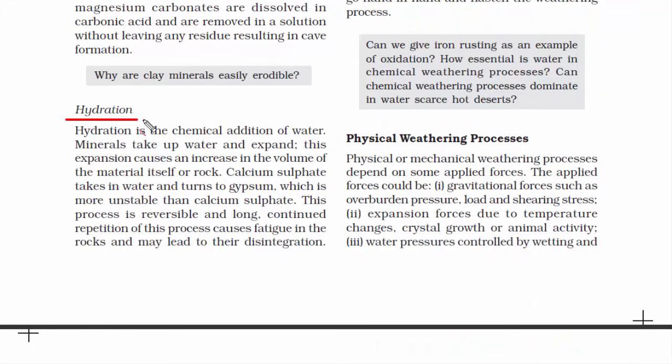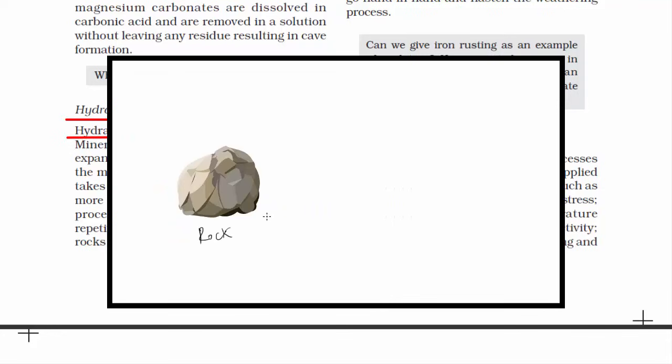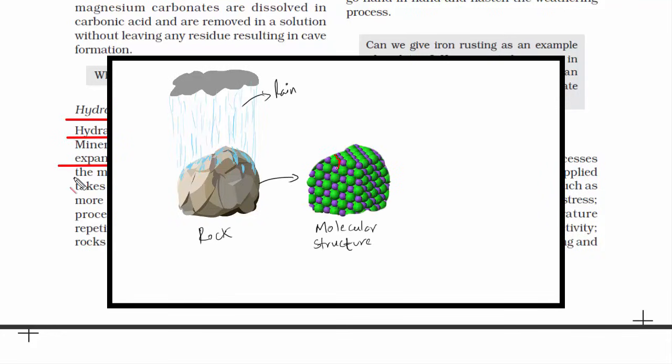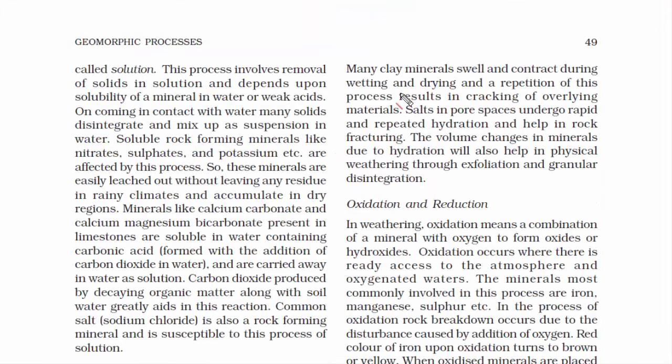Then the third chemical change is hydration. Hydration is the chemical addition of water. During rain, rock minerals take up water and expand. This expansion causes an increase in the volume of the rock material. And we have read how over time, due to expansion, rock splits or disintegrates because the minerals in the rock continuously contract and expand during wet and dry climate. And it is this repetition that results in cracking of the upper rock material.